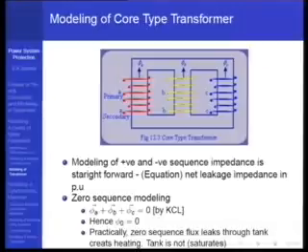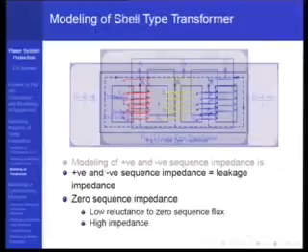But actually the flux will not be 0. The flux will leak out in the air path and the tanks and so on, creating some kind of heating there, provided that the tank doesn't saturate. So it will not have exactly 0 value, it will have some value but much smaller than the positive or the negative sequence impedance. So while the transmission line zero sequence impedance is 3 to 5 times higher, for a core type transformer the zero sequence impedance is much lower than the positive or the negative sequence impedance.